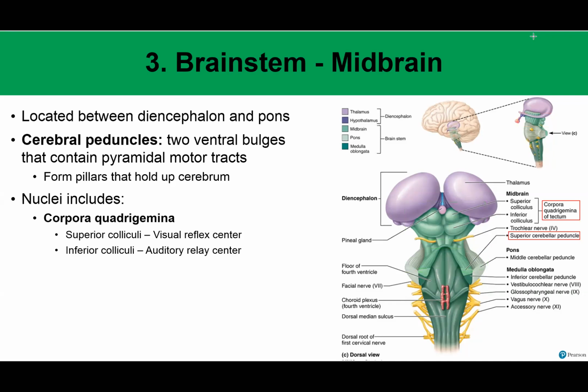So in terms of the midbrain, it has several different nuclei, and these nuclei are things like the superior colliculi and inferior colliculi, which are our visual reflex center and our auditory relay center. So this is important for seeing and for hearing.